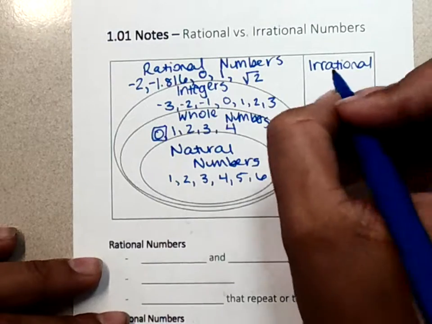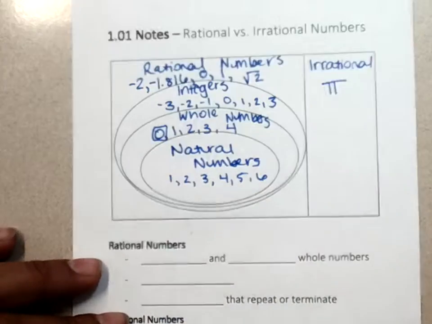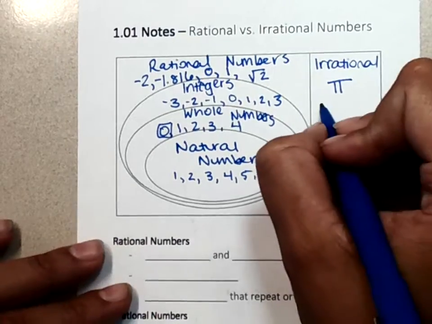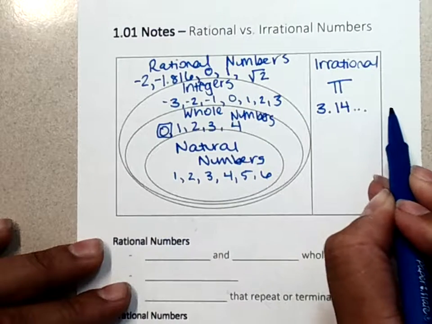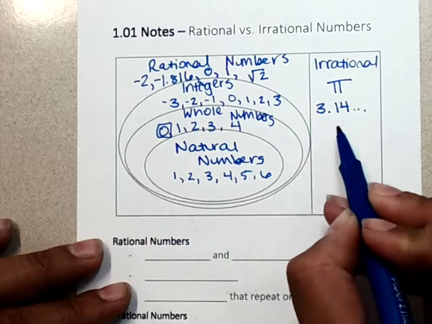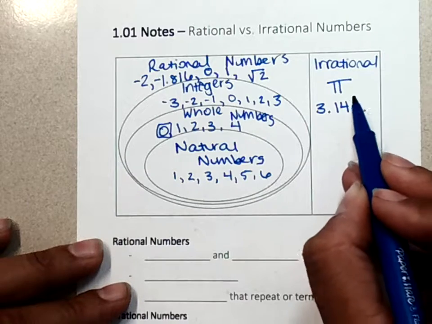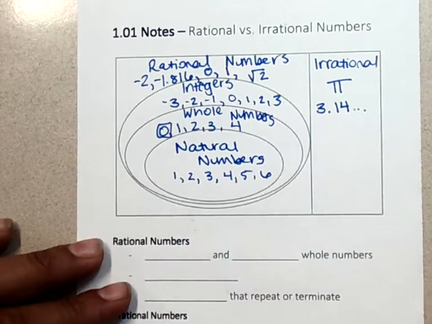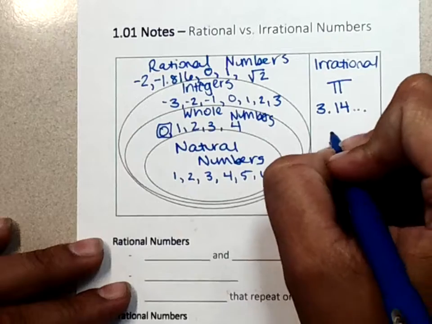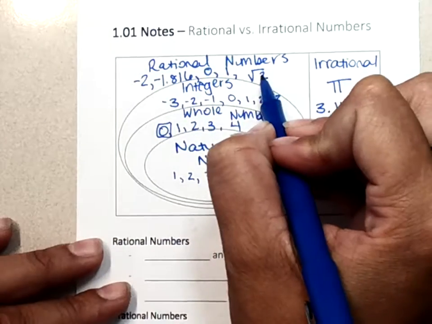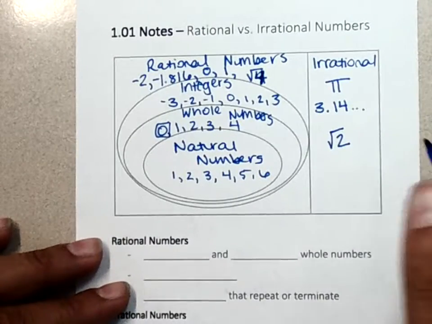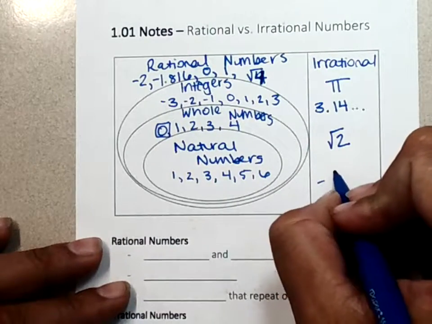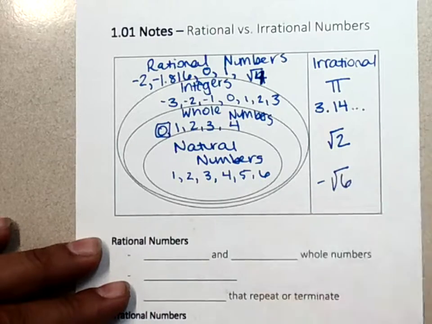So those numbers include, the most common one is pi, because as you'll know, pi is 3.14... and it has a bunch of numbers going on forever and ever and ever. Therefore, it does not terminate, nor does it repeat the same pattern. Other numbers include the square root of 2. So I apologize. Please change this to the square root of 4. And you could also include negative square roots such as 6, and so on and so forth.